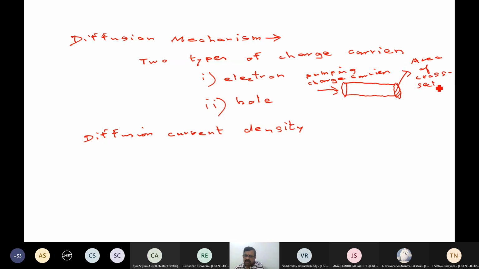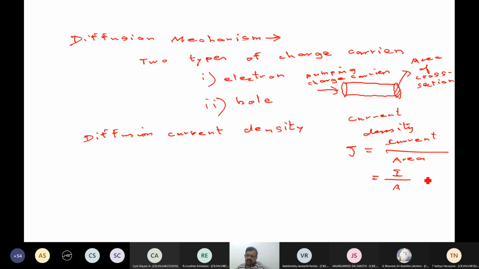The current density, the symbol is J, is defined as current divided by area. So this is my area of cross section. If I is flowing, it is I by A. So the unit is obviously ampere per centimeter square.